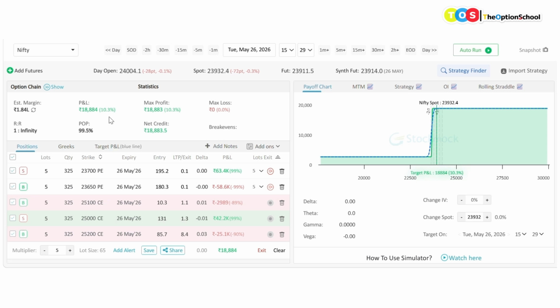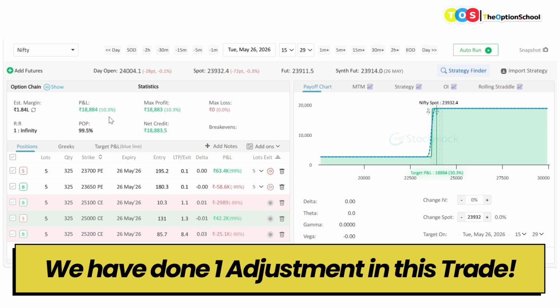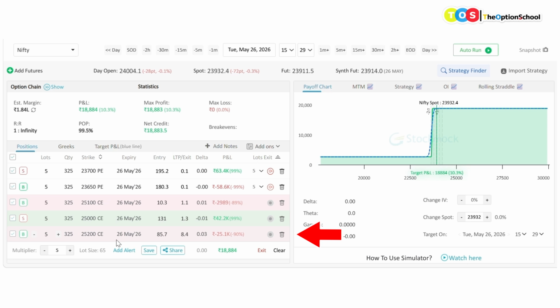So what will happen with this? With this, the amount of adjustments required get reduced almost by 50%. Now in this case, we have done just one adjustment. What adjustment we have done? We have brought our purchase call down so as to block any kind of a loss on the upside, and ultimately we squared off our call side of the trade. Otherwise, there was no adjustment required.